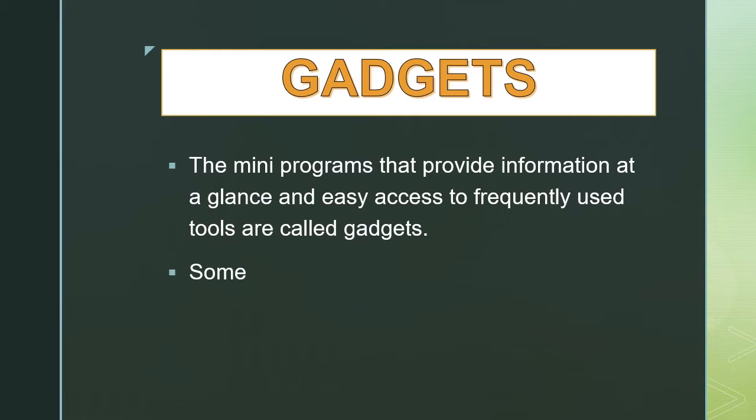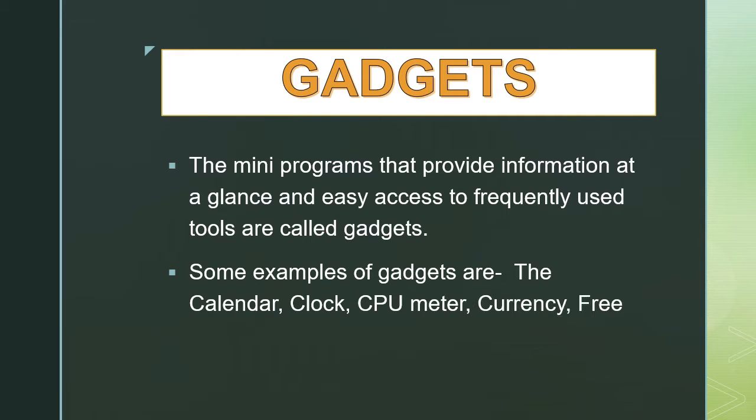Let's see some of the examples of gadgets, which are calendar, clock, CPU meter, currency, free headlines, picture puzzles, and so many other examples are also there. But here you can see small gadgets are there on the desktop screen, like calendar, clock, headlines. So these gadgets help us to stay connected and to live in the present.